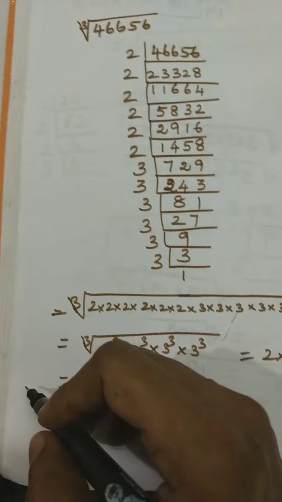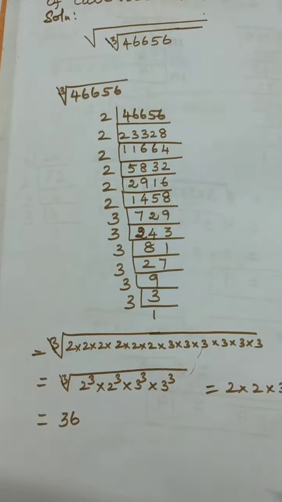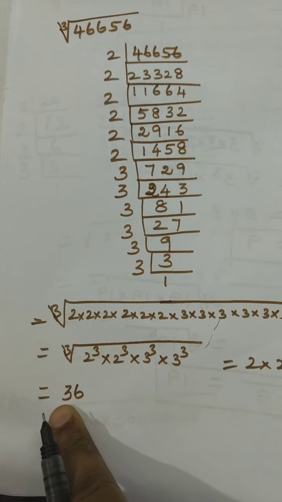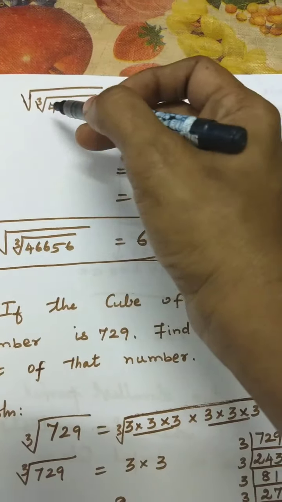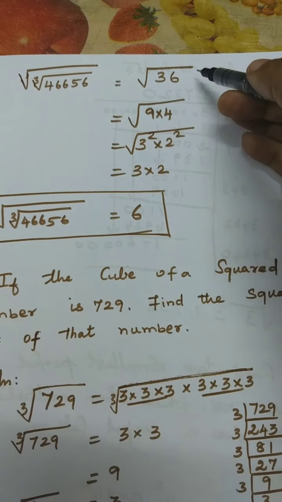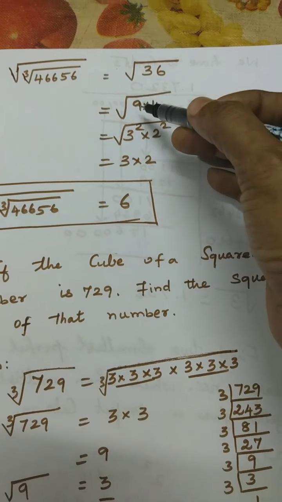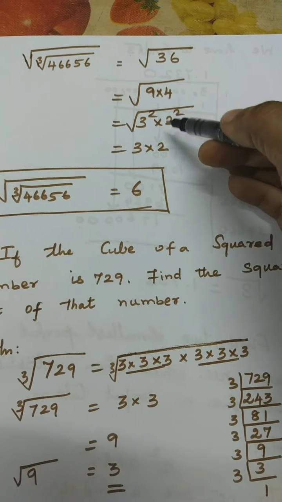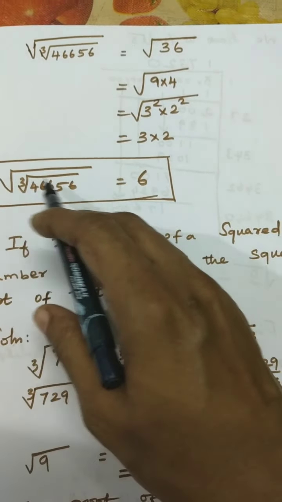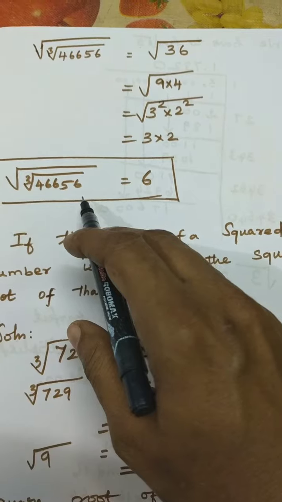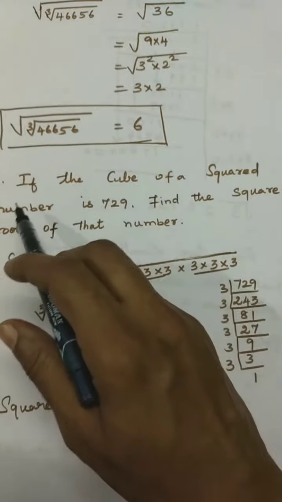We have found the cube root of 46,656. That is 36. Now we have removed the cube root, and only one root is left. Root 36 is root of 9 into 4. 9 is 3 square, 4 is 2 square. Take one 3 and one 2 outside. The answer for the square root of the cube root of 46,656 is 6.